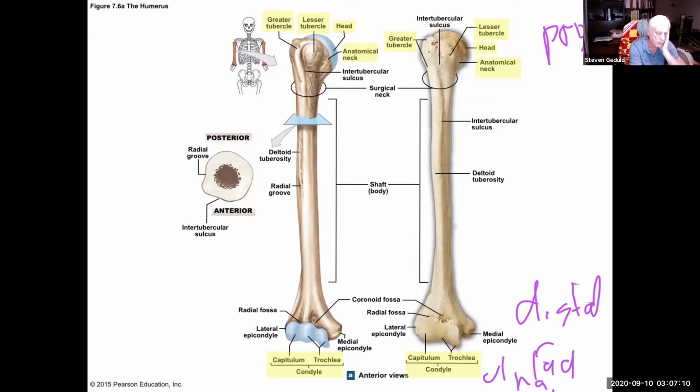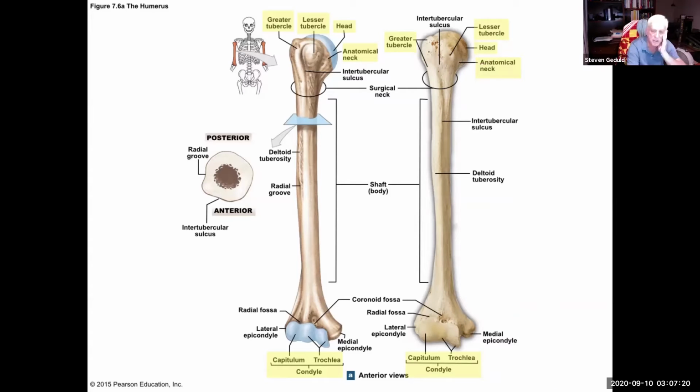And you can see the different portions. You can see the anatomical neck, the head, the lesser tubercle, and the greater tubercle. At the bottom, you see the capitulum, the trochlea, condyle, medial and lateral epicondyles, and the coronoid fossa.